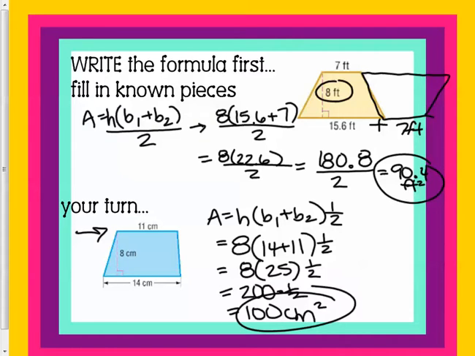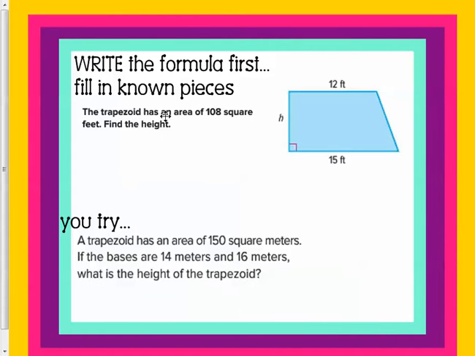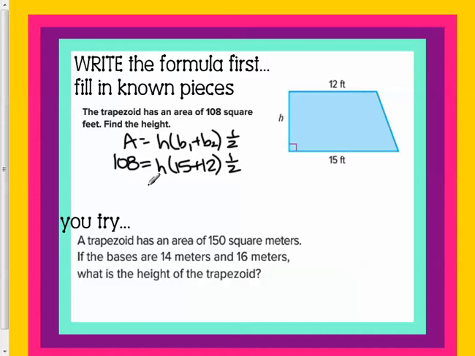Okay, so what if you don't know a missing piece? This is where it gets a little trickier. A trapezoid has an area of 108 square feet, okay? So we know that's the area. And the area is the height times base 1 plus base 2 times 1/2. Okay, so we don't know the height, but we know 15 plus 12, and we know 1/2. We know 15 plus 12 gives us 27, so h times 27 times 1/2 equaling 108.